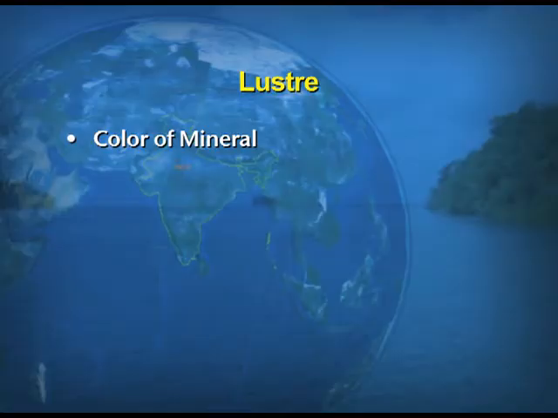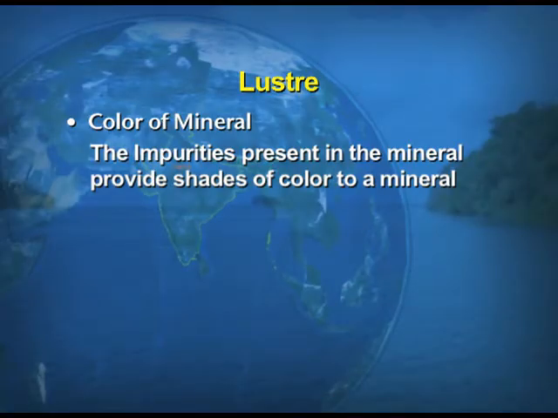The third physical property of the mineral is the color of the mineral, because different minerals are identified on the basis of their specific color. Now, how does the color change? It is the impurities which are present in the mineral that provide the shades of color to the mineral.